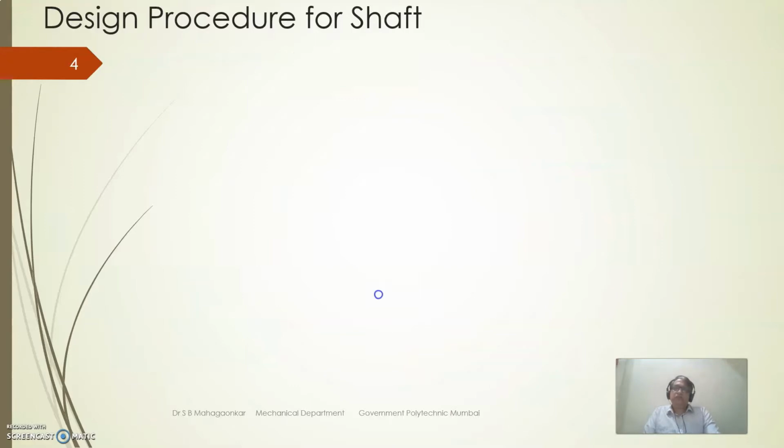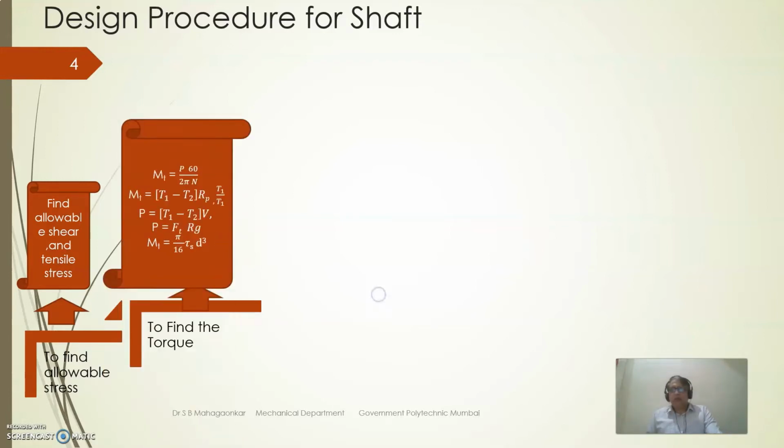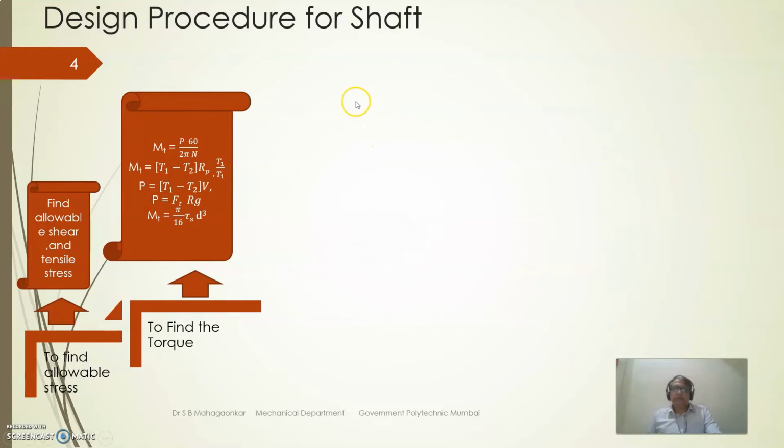So this design procedure is given here. To find the allowable stress, as I said, in the case of shaft you will find the allowable shear stress and allowable tensile stress. Then to find the torque, this is very important. From these 4 or 5 factors we can get the torque, because the design of shaft is based on one the torque and the second one the bending moment. So torque can be calculated by using this equation.